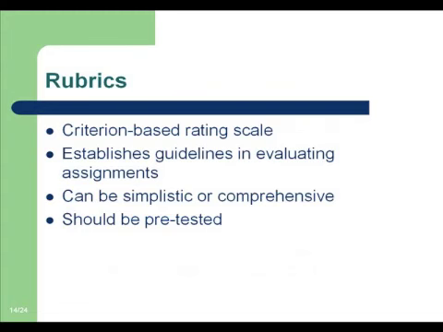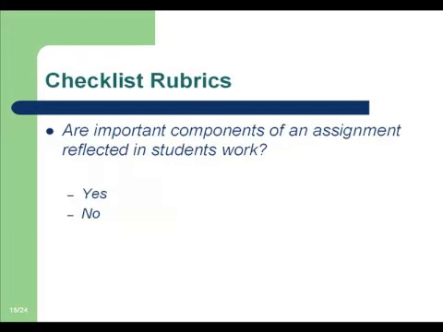Rubrics are used for a lot of different types of assignments, and most typically they're used for written assignments by students, or performances, presentations, and things where there's not necessarily a right answer, but we're really evaluating the student's process skills. They are criterion-based rating scales that establish guidelines in evaluating assignments. They can be simple or comprehensive, but they should be pre-tested, and I will explain a reason why in just a second. I've got some examples of some rubrics here.